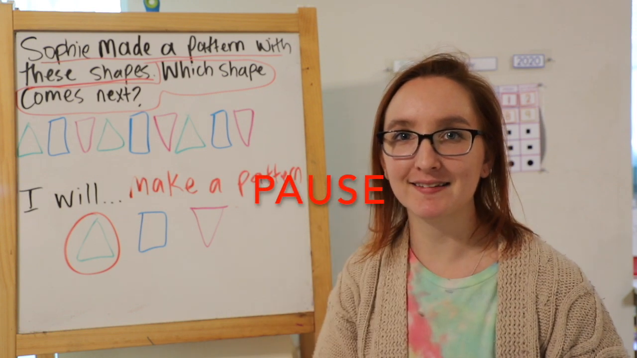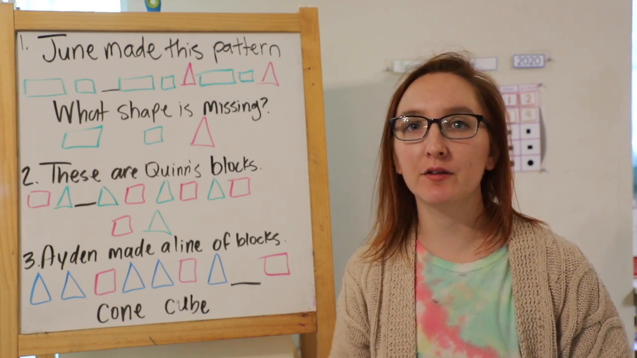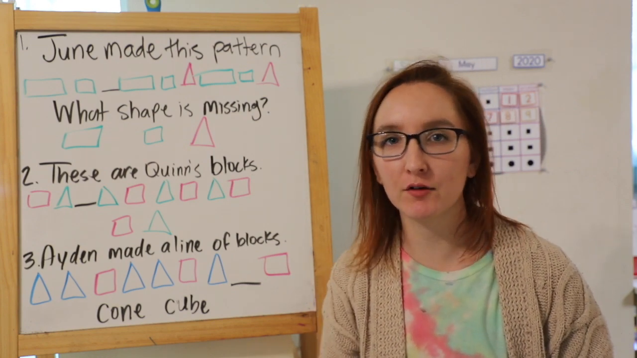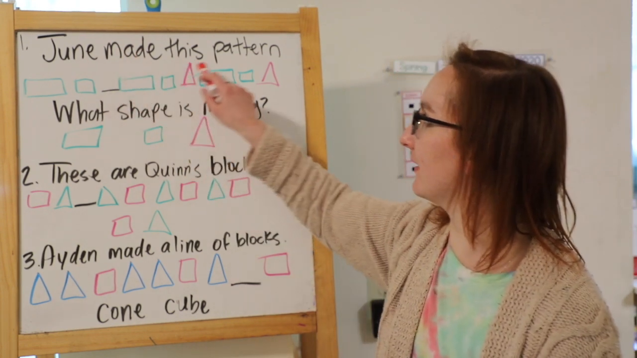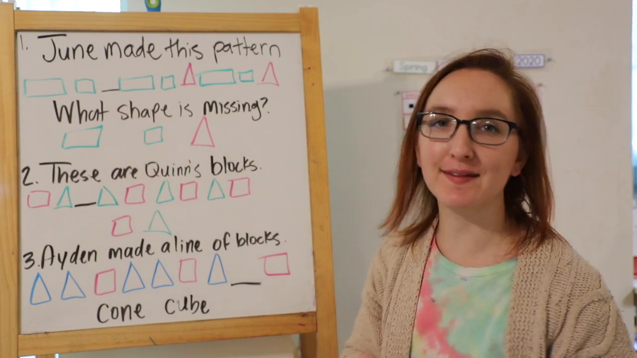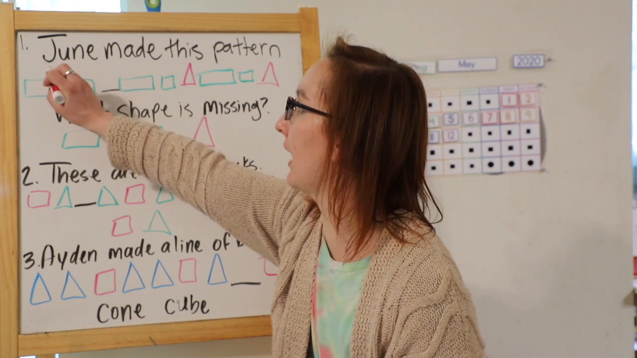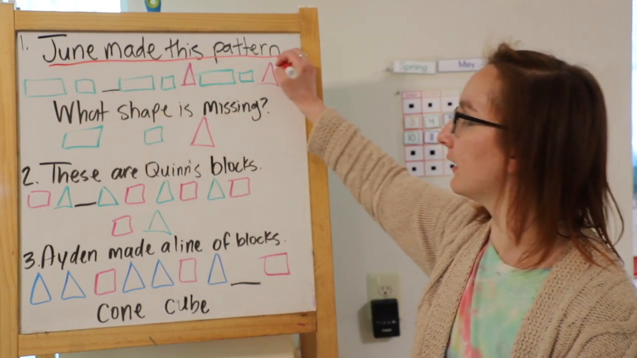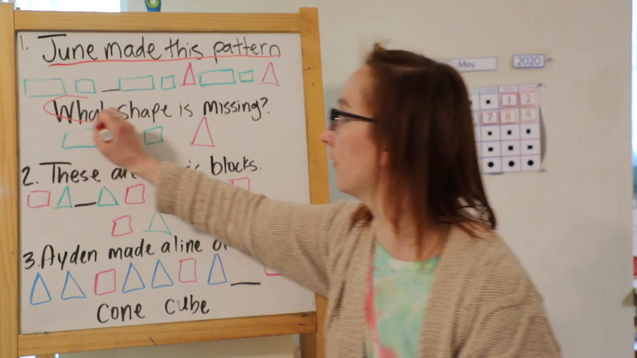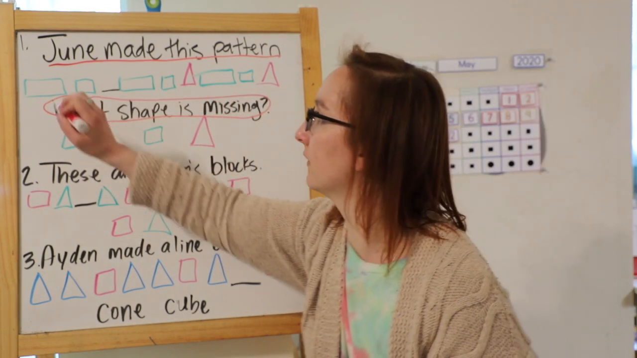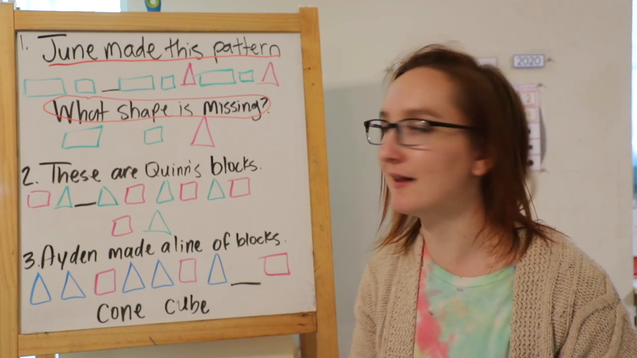Ready? Pause. Alright, so we're at the top of page 727. We need to work through these patterns and find out what's coming next or what's filling in the blank. So number one, it says June made this pattern. What shape is missing? So what we know is that June made a pattern, so I'm going to go ahead and underline that for now. And we want to know what shape is missing from our pattern. So that's what we need to figure out.